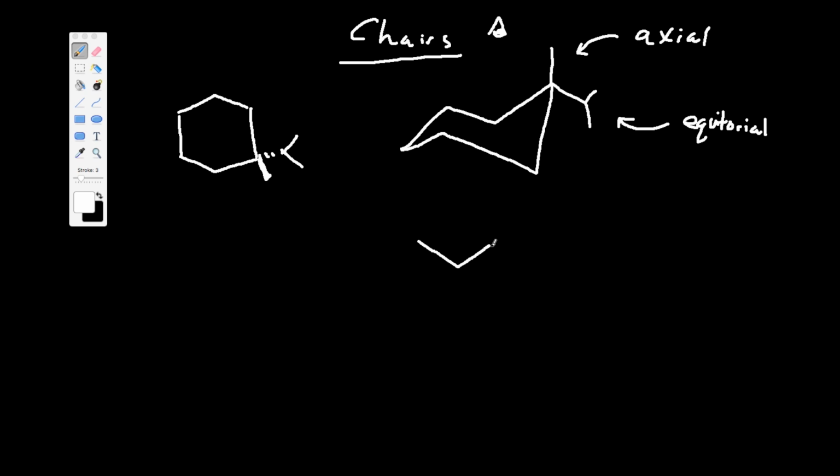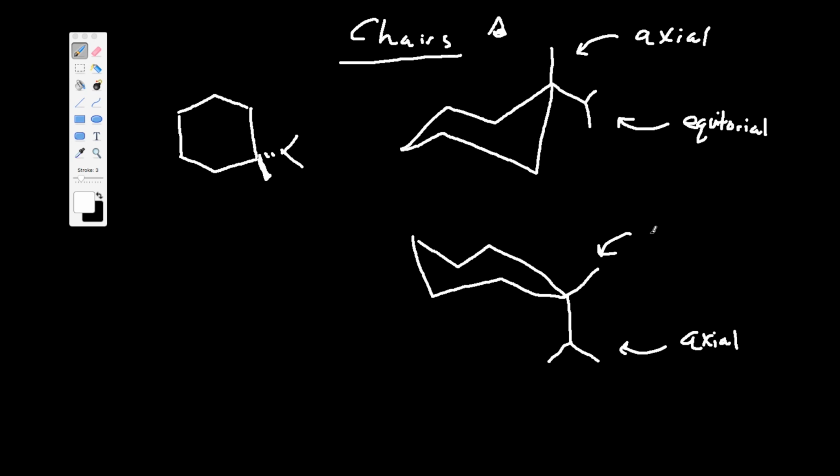But if we flip it sort of like this, it's a little bit harder to draw going that way, but you get the picture. Then the one on the wedge, which would be the methyl, would be pointing equatorial. It's still going up, but it's equatorial. And now this is axial, right?